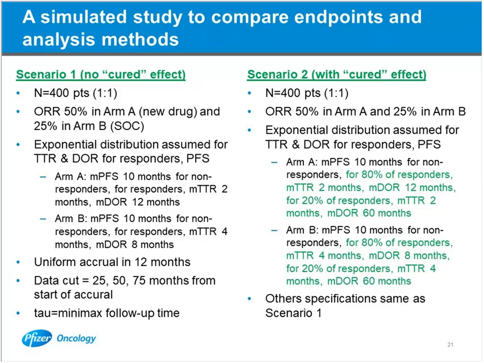Scenario 2 is the same as scenario 1, with the exception of adding a cure effect. For both arms, it is assumed that 20% of responders have median duration of response of 60 months. So that means 10% of all patients in arm A and 5% of all patients in arm B have long-term durable response with a median of 60 months or 5 years. And everything else for scenario 2 is the same as scenario 1.